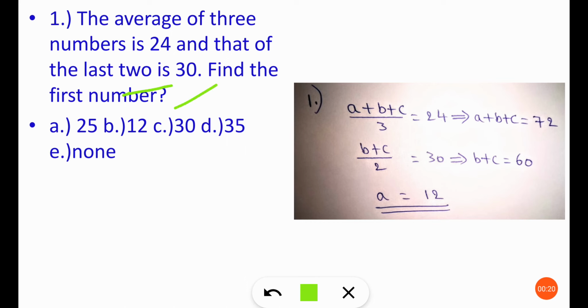It is given that (a plus b plus c) by 3 equals 24. So the average is 24 and the sum of the three numbers will be a plus b plus c equal to 24 into 3, 72. And (b plus c) by 2 equals 30. This value is given. B plus c equals 60. Here we have to identify the a. So 72 minus 60 we get 12. A value is 12. Option B is the right answer.